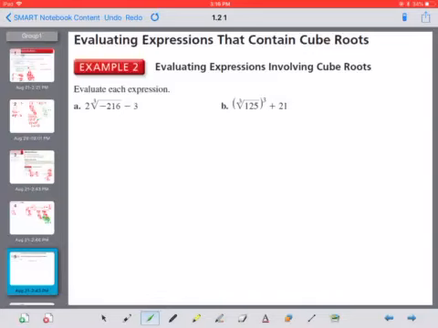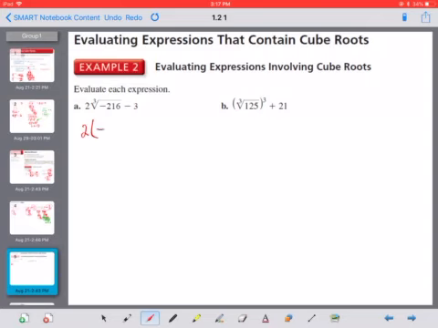Evaluating expressions that contain cube roots. So now it's not just a cube root, but we've got to do a whole expression. Since cube roots and cubes are opposite functions, and square roots and squares are opposite functions, they are on level with exponents. So when we look at PEMDAS, the cube root happens inside the E of PEMDAS, so we're going to do that first.